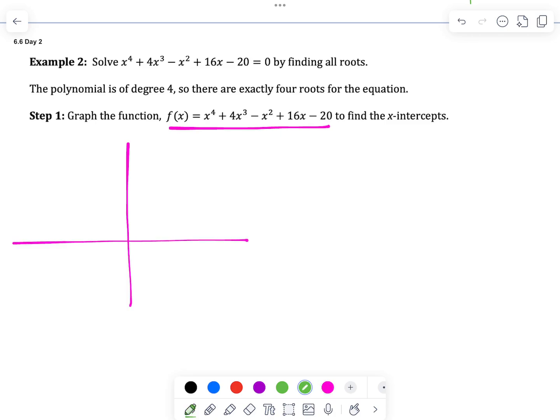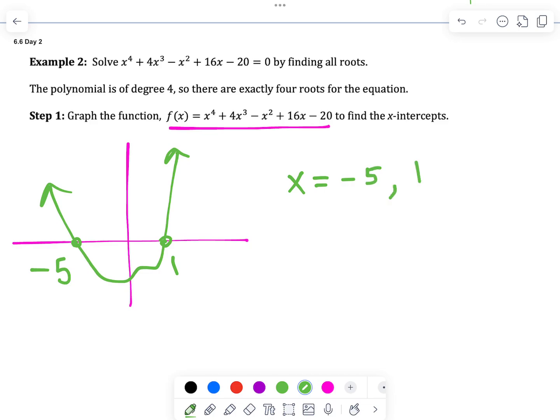And then what we get, something like this. And it looks like we have an x-intercept at -5 and +1. So these are going to be possible real roots. And what we want to do is do synthetic division to verify that it is.